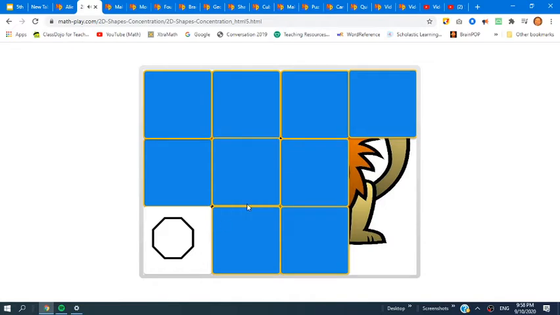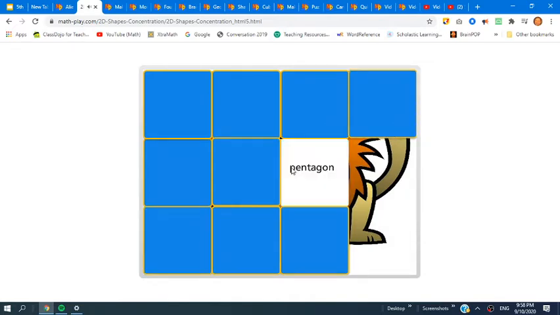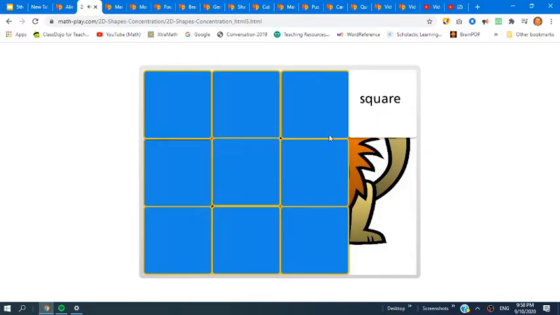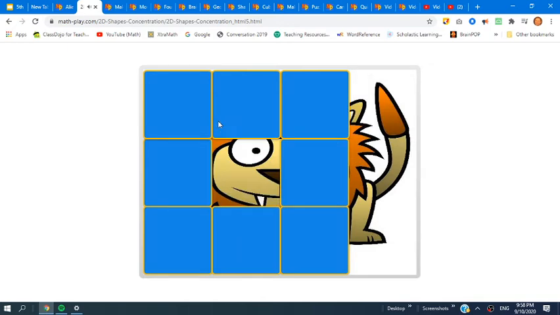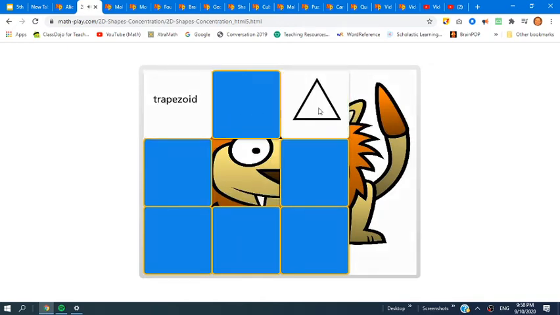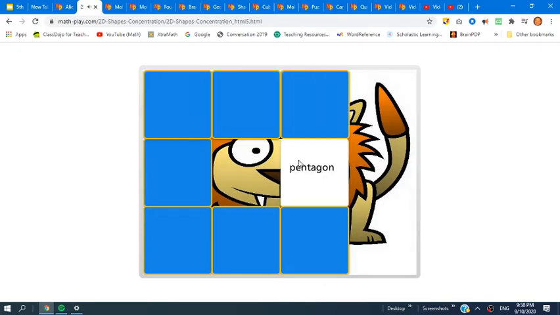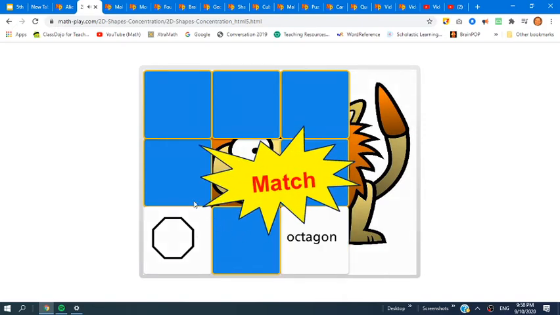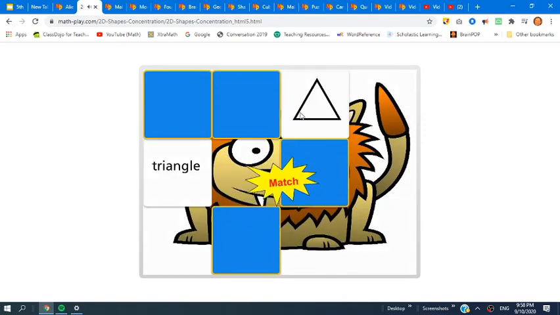Let's see. This is an octagon, same as a stop sign, not the same as a square. Pentagon. Ooh, that's a square. So did I see square? Okay, we got that correct. Trapezoid, that's a 4-sided shape. Not the same. Pentagon, ooh. Octagon, ooh, where was my octagon? I think that was it. Good. Triangle, triangle.